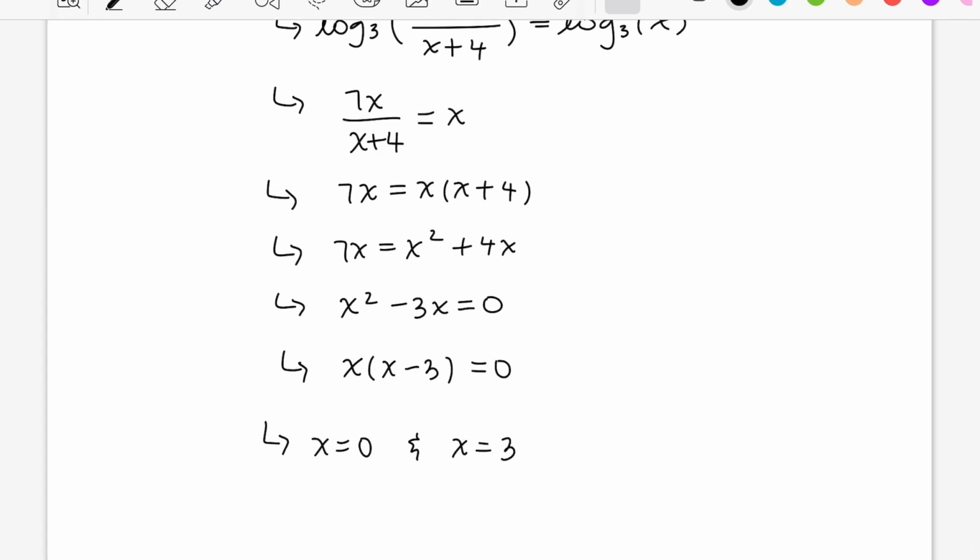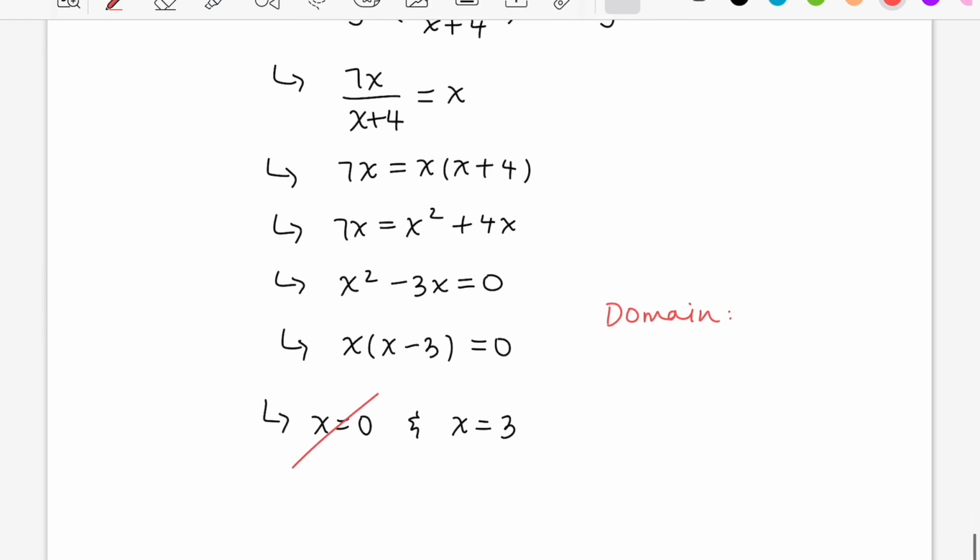However, remember the domain for our log functions is all numbers x that are greater than 0. So our domain is 0 to infinity, so this means x equal to 0 is not in our solution set. So our only answer here is x is equal to 3.